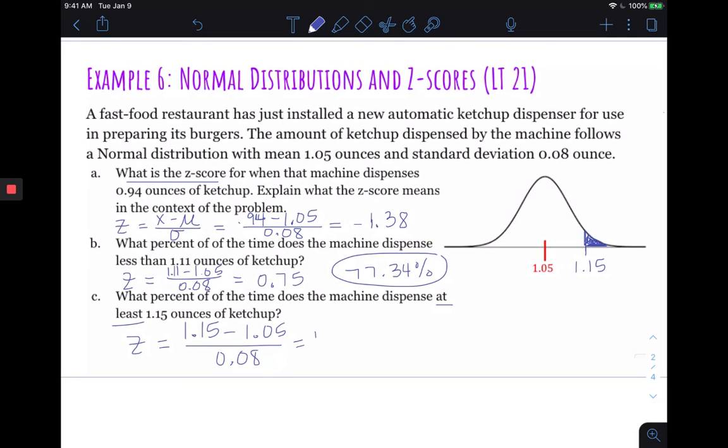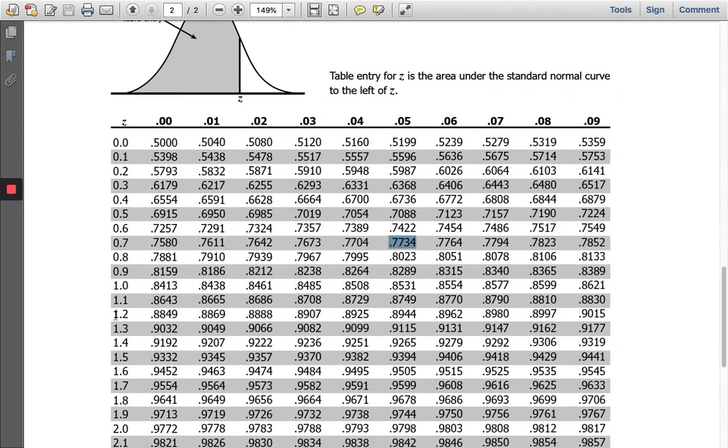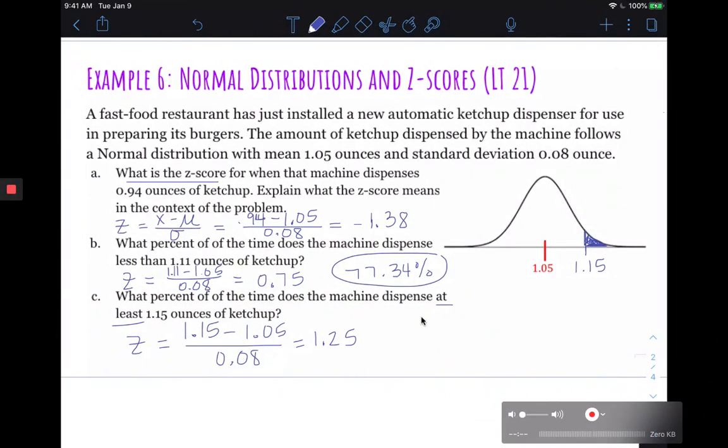1.25. I'm going to go to the table and look up 1.25. Again, it's positive. Here's positive 1.2, 1.20, 1.21, 1.22, 1.23, 1.24, 1.25 would be here. 0.8944. Okay, so that's this area.